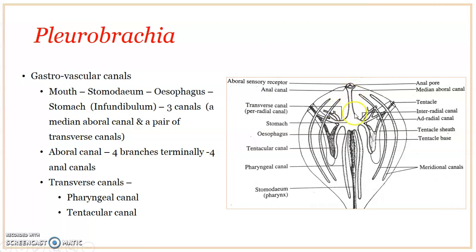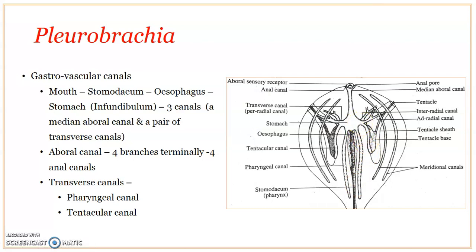Now regarding the transverse canals over this side: the transverse canals run horizontally for a very short distance, and then from the basal portion of each transverse canal you can see two blindly ending canals. Arising from the transverse canal, you can see the pharyngeal canal, or the stomodeal canal, and another blindly ending canal, the tentacular canal, very close to the tentacular sheath. These two are the blindly ending canals emerging from the transverse canal.